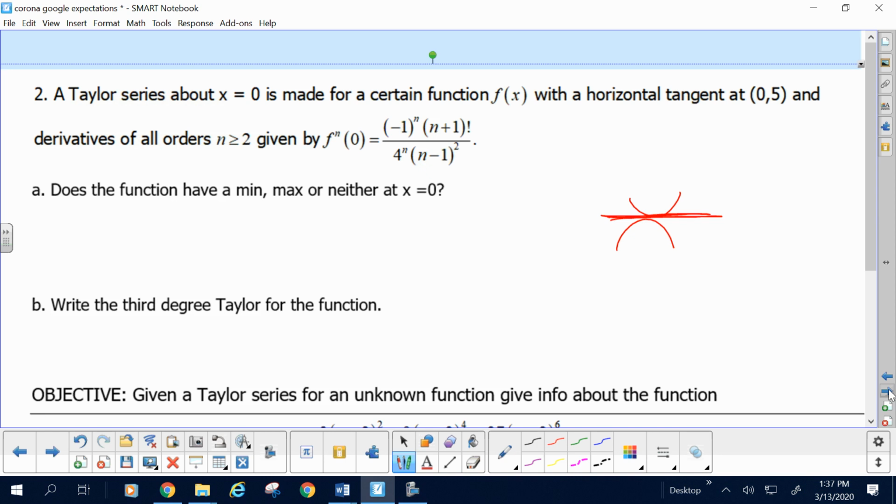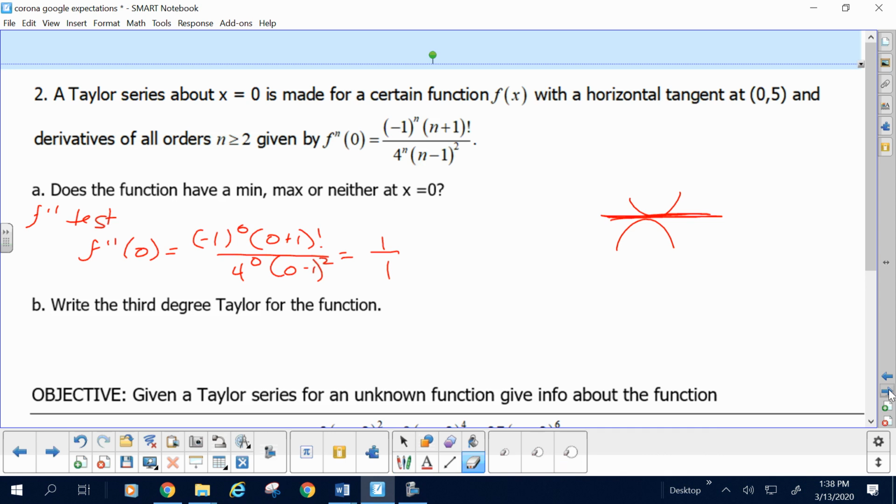Do you have any way of knowing what the first derivative is like? You don't. This rule is 100% for the second derivative and up. I can make no conclusion about the first derivative. So you're going to have to use the second derivative test in conjunction with the horizontal tangent. So what is f double prime at 0? We got negative 1 to the 0, 0 plus 1 factorial over 4 to the 0, 0 minus 1 squared. Overall, we got what? 1 over 1.